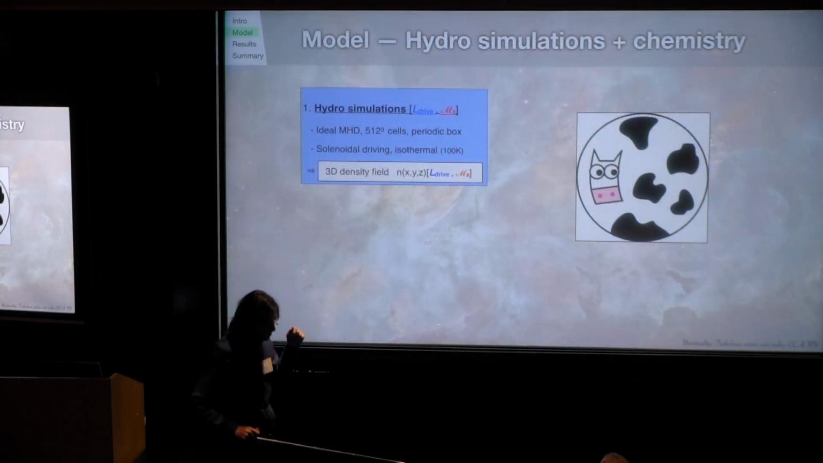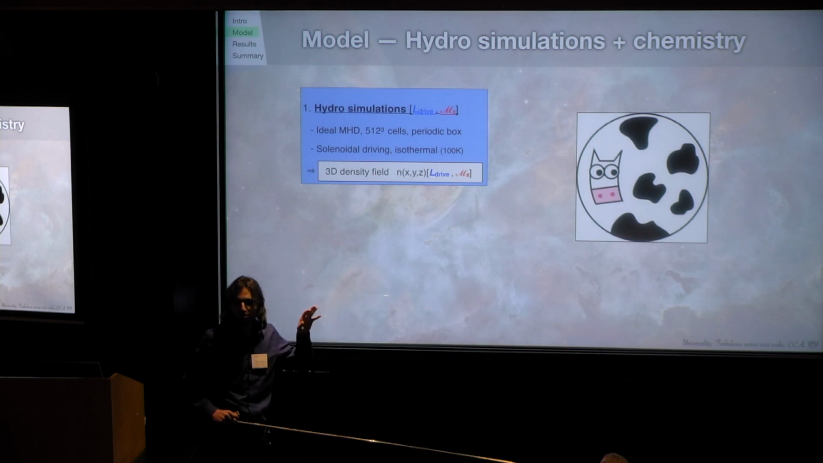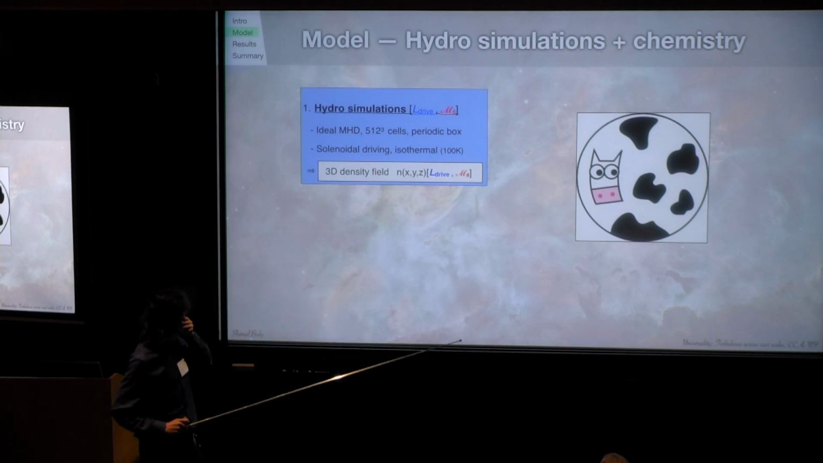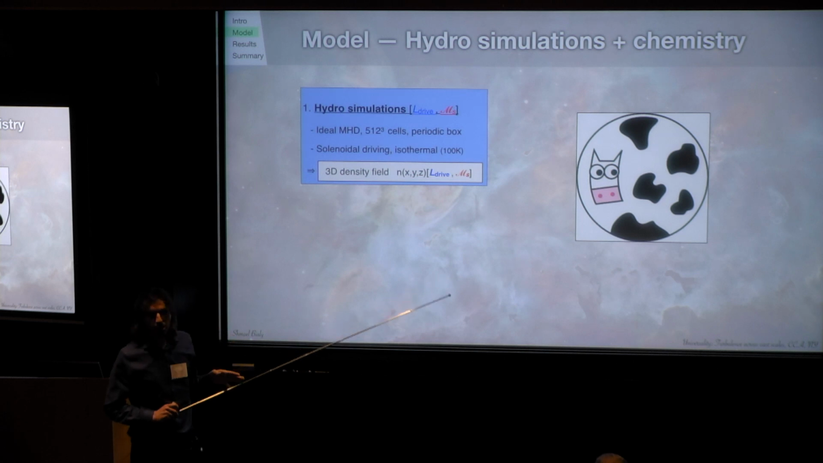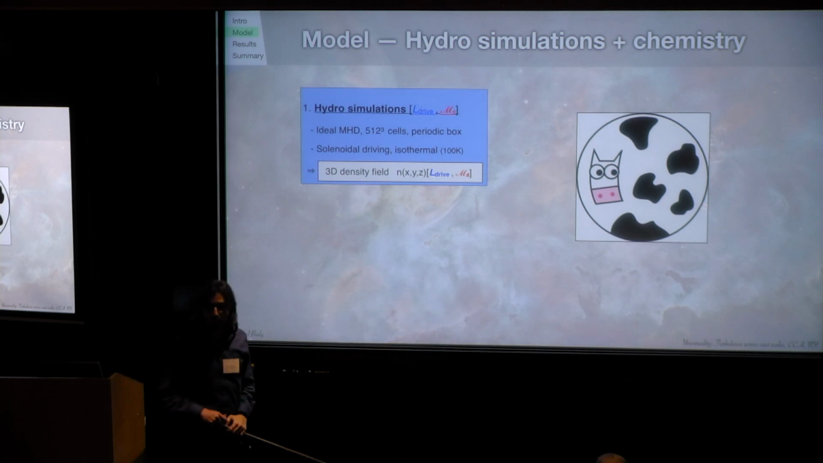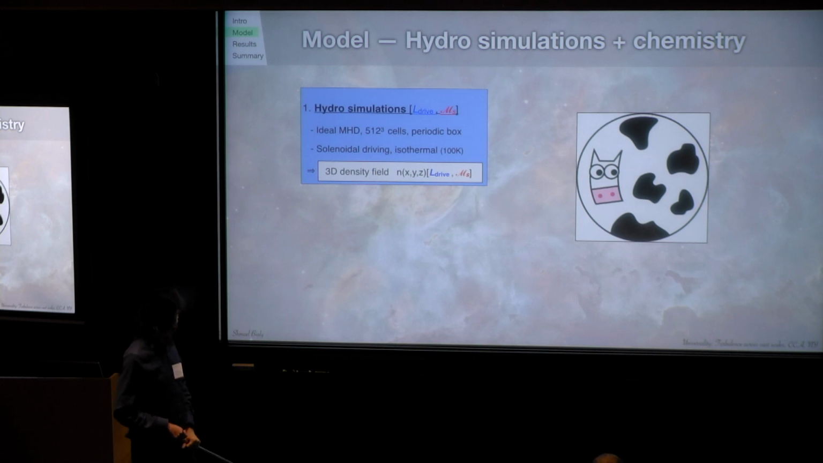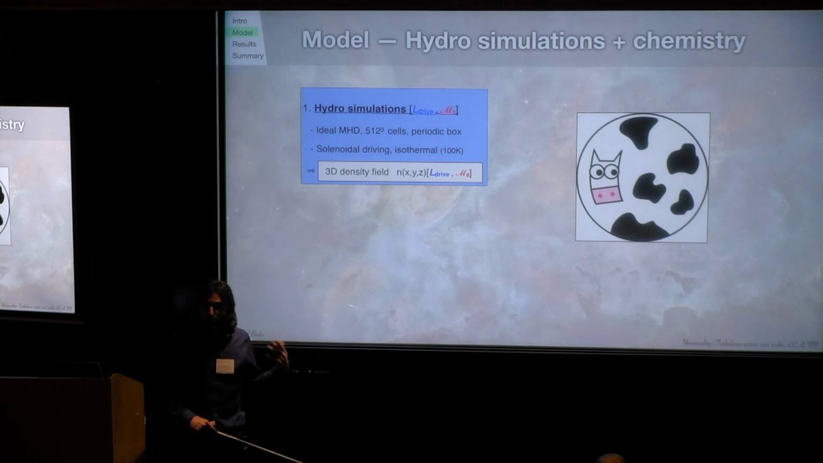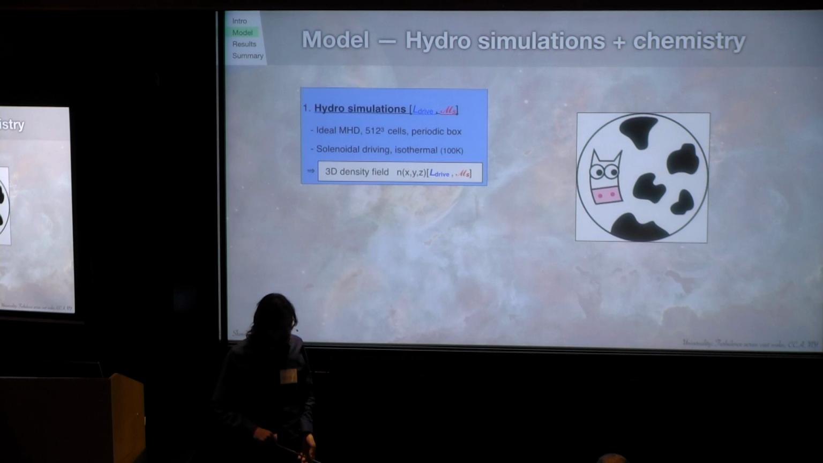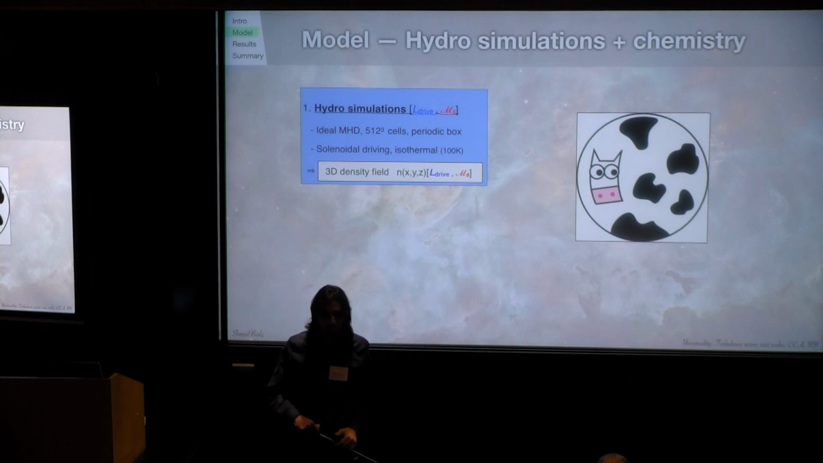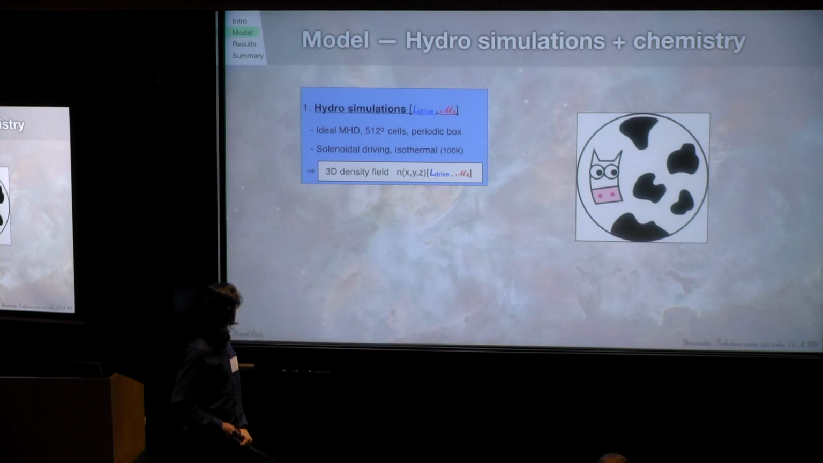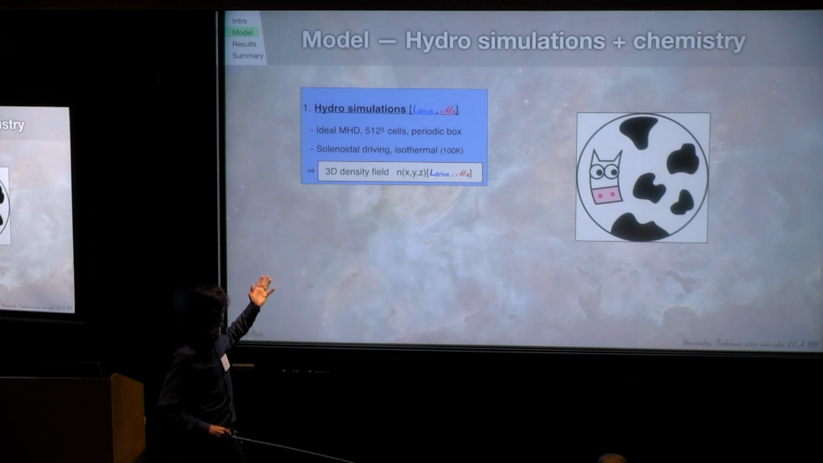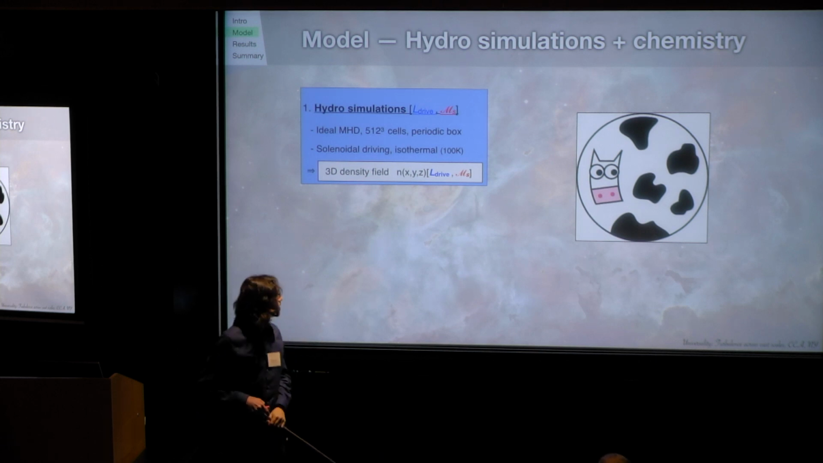So let me jump in directly to our spherical cow model. And how do we do this? What we do is run a hydrodynamic, or MHD, magnetohydrodynamic simulation box. The box is driven on large scale, and the turbulence naturally cascades to smaller and smaller scales. We have solenoidal driving and an isothermal equation of state.